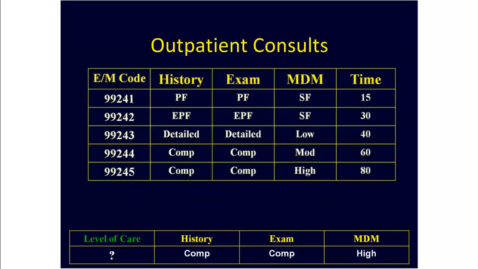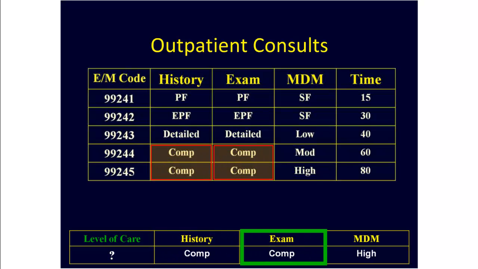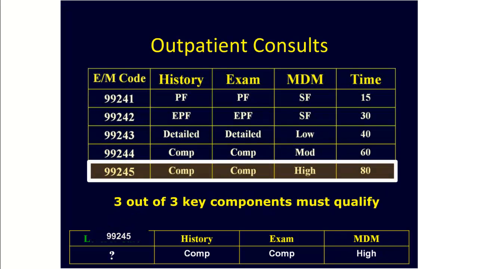Now that we know the key components, we can figure out what level of care has been documented. Here we have a comprehensive history, a comprehensive physical exam, and high complexity medical decision-making. Remember, all 3 key components are needed, so this adds up to the 99245 level of care, otherwise known as a level 5 outpatient consult.